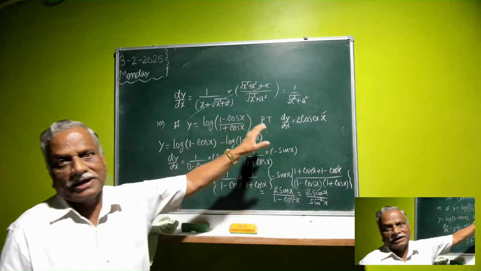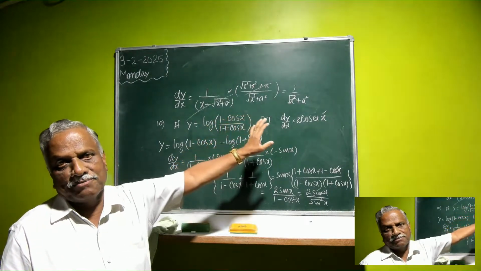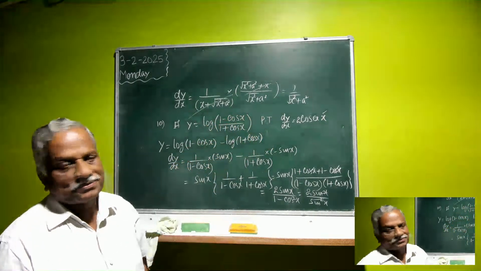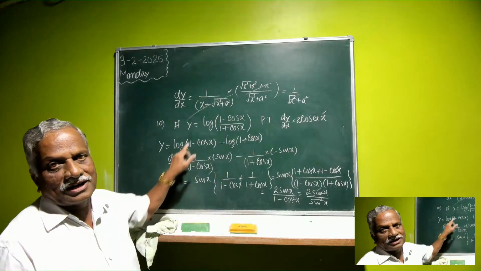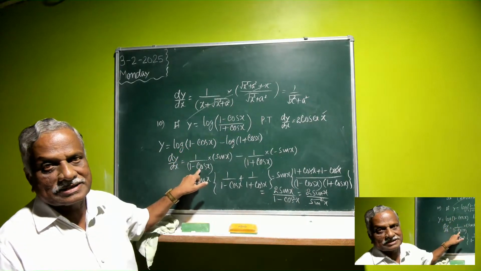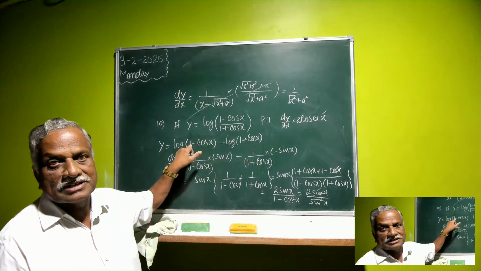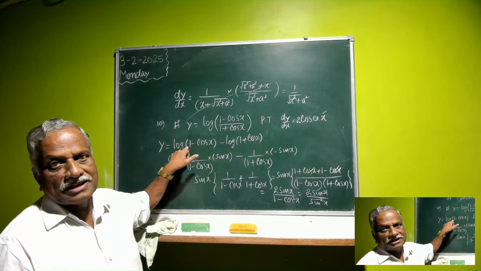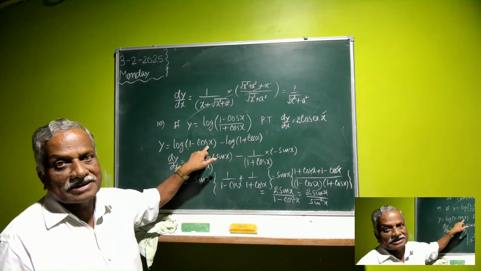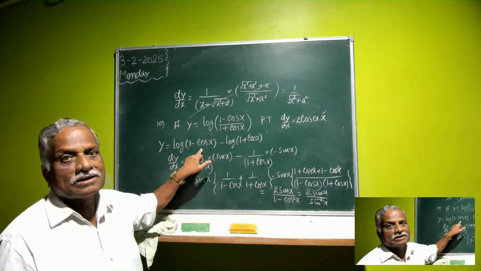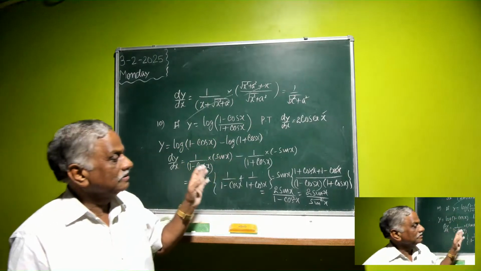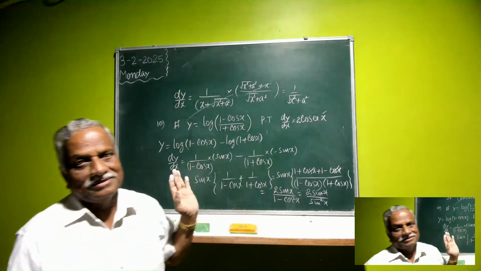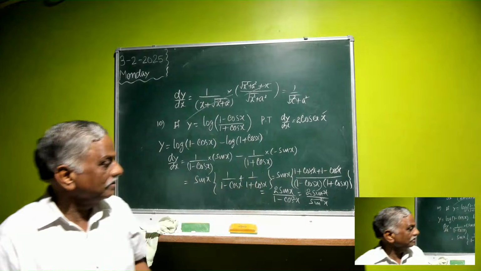Now I've already explained the formula. Log of m by n is log m minus log n. I differentiate the log, I get 1 over 1 minus cos x. Then I have to differentiate 1 minus cos x. 1 gives 0, cos x gives minus sin x. Because I got minus cos x, it becomes plus sin x. Same thing here, only difference is there is minus sin x.